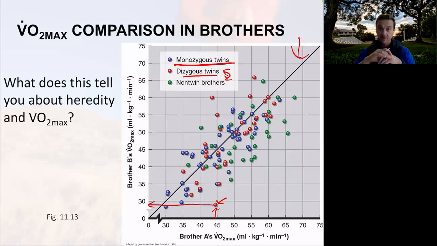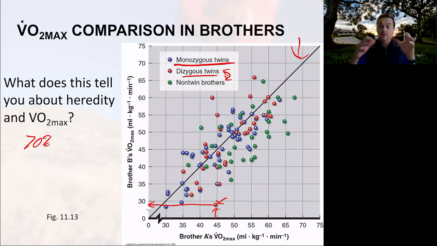I don't think it's any surprise. There's a lot of aggregation within all colors, but the closest one for sure is the blue dots. Those are the monozygous twins. What that tells us is that genetics plays a big role in VO2 max. Probably somewhere in the high 70% of VO2 max is dictated by genetics.